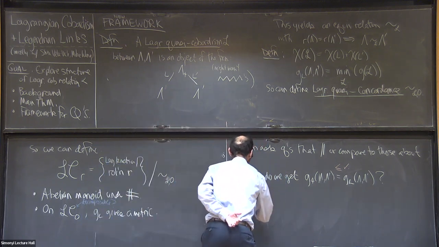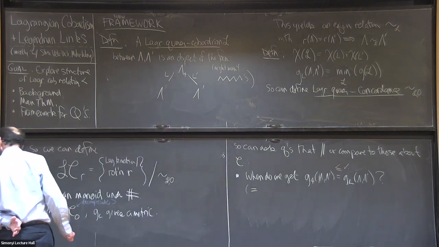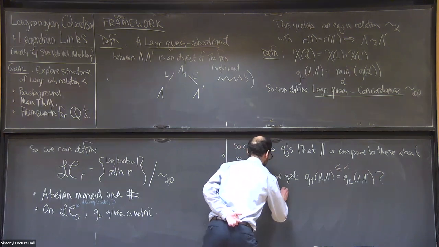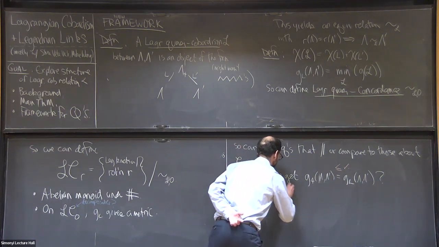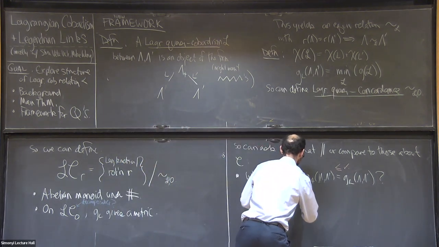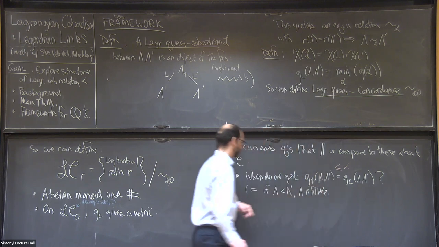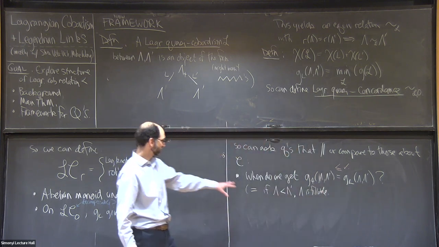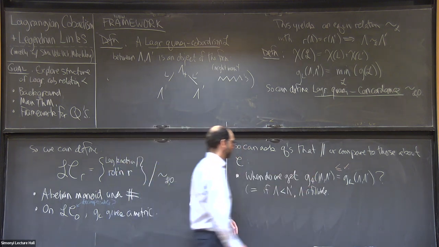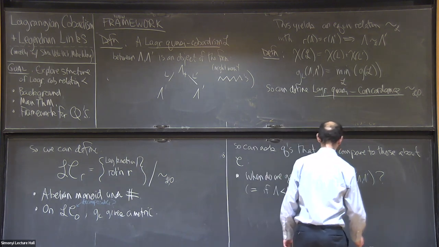So the answer is, you do get equality if, say, you have a genuine Lagrangian cobordism and the bottom is fillable by a Lagrangian. So in this fillable case, you do get genuine equality. But I don't know.